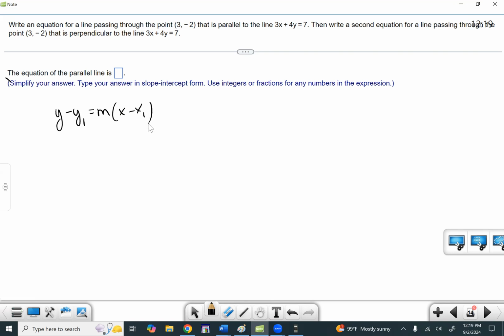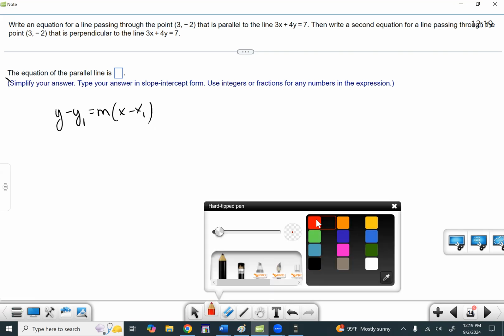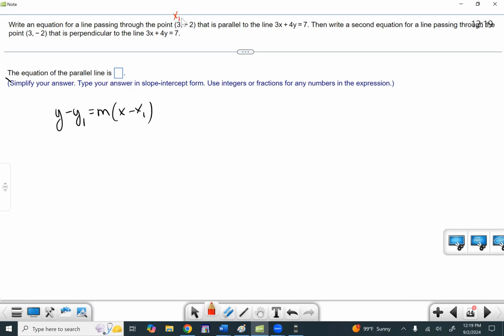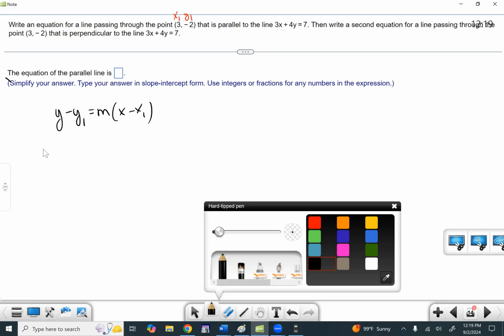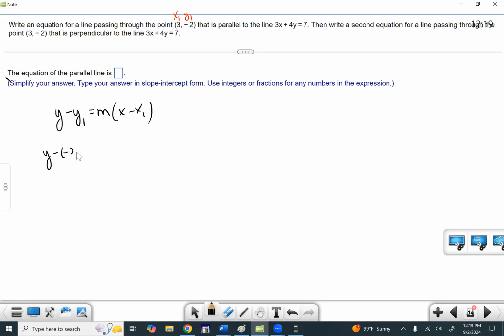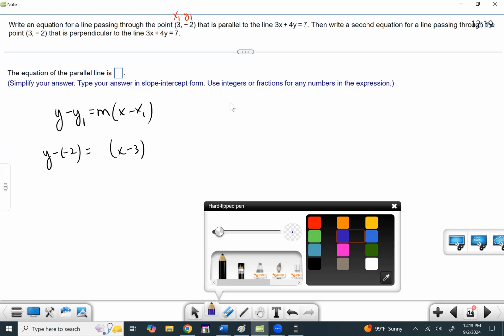What we're going to do is substitute this ordered pair in for the x1 and the y1. So we have y minus -2, and then x minus 3. You'll notice I haven't put the m in yet because I don't have the m. So we're going to take a look at this other line.